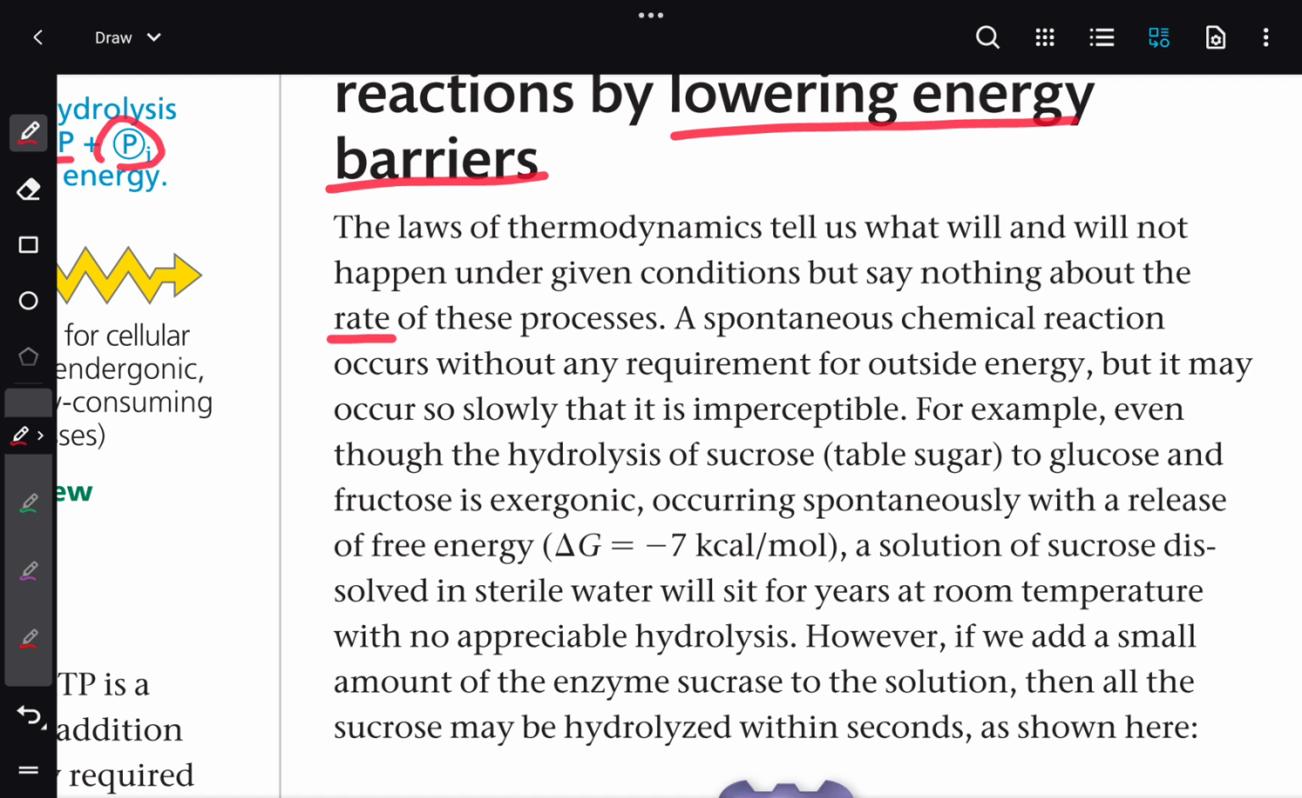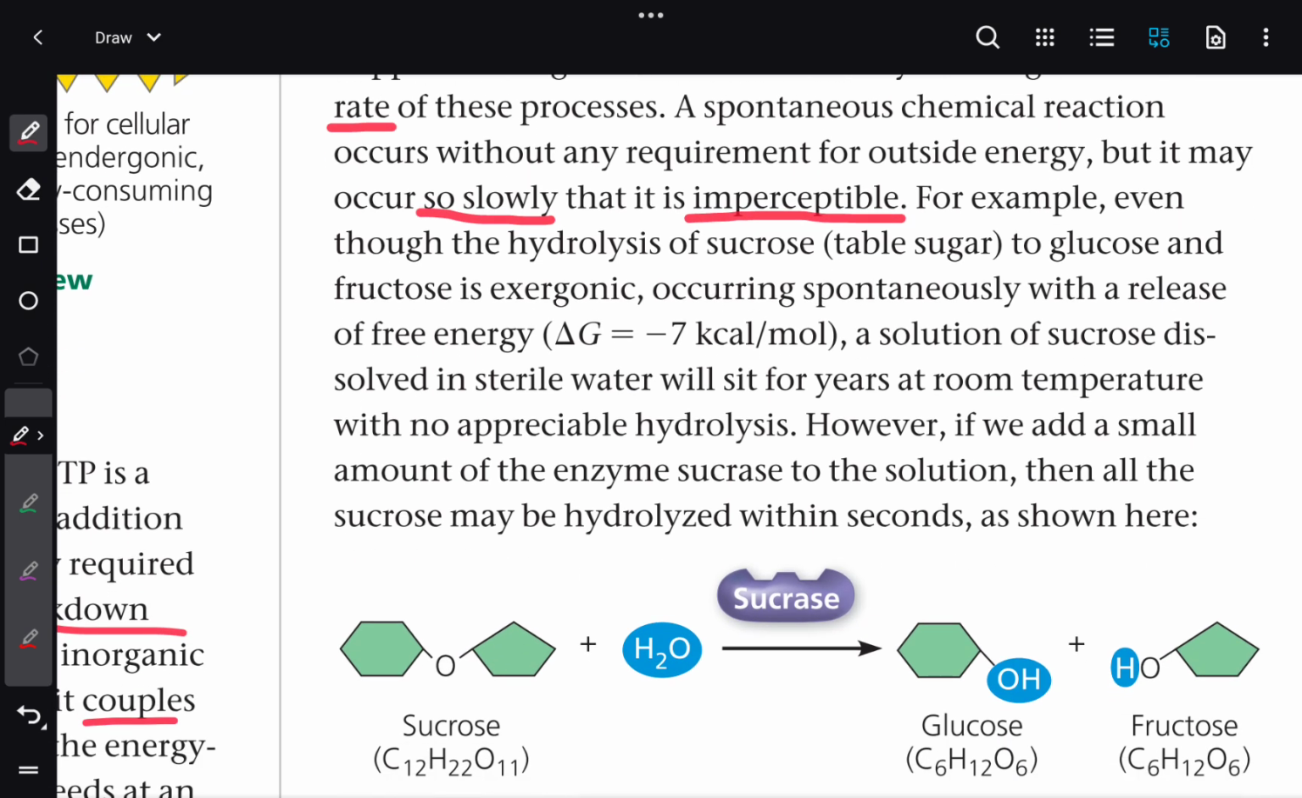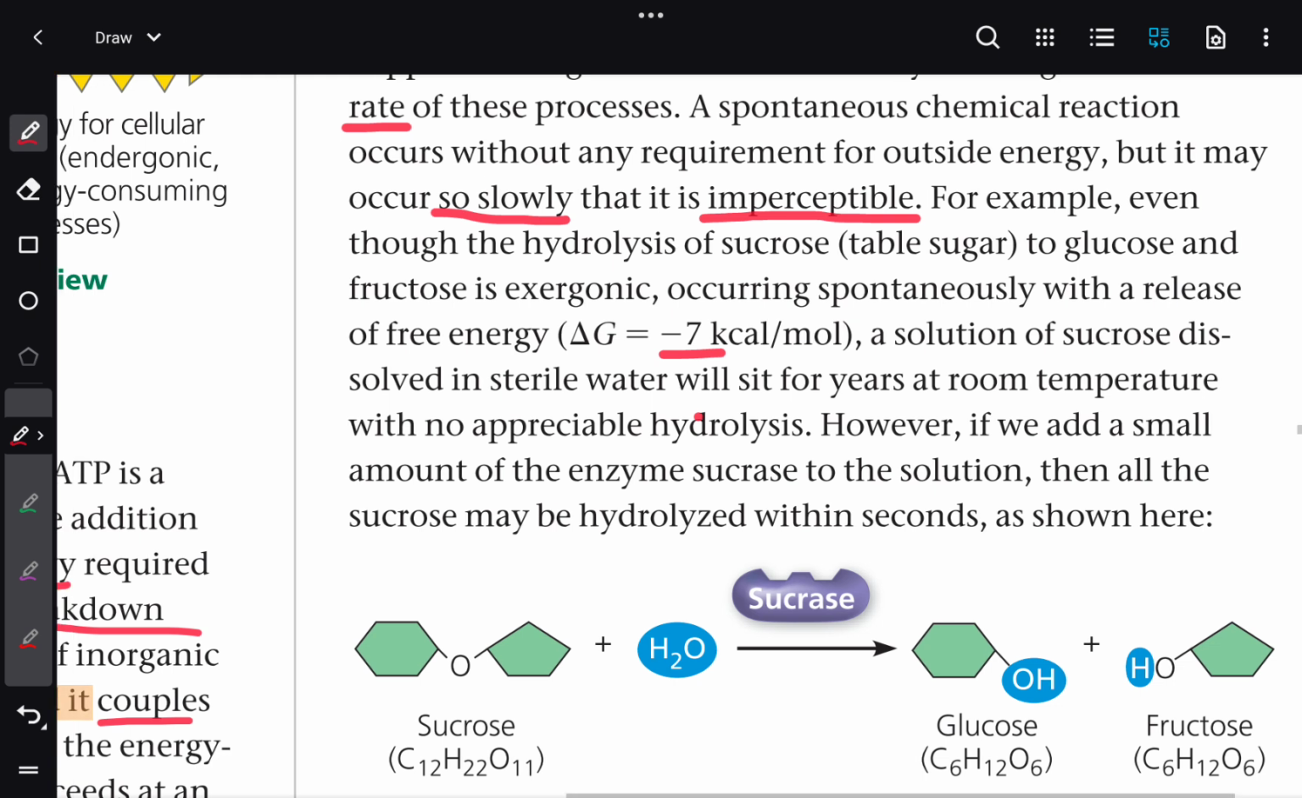A spontaneous chemical reaction occurs without any requirement for outside energy, but it may occur so slowly that it is imperceptible. For example, even though the hydrolysis of sucrose, the sugar, to glucose and fructose is exergonic, occurring spontaneously with the release of free energy, a solution of sucrose dissolved in sterile water will sit for years at room temperature without appreciable hydrolysis.